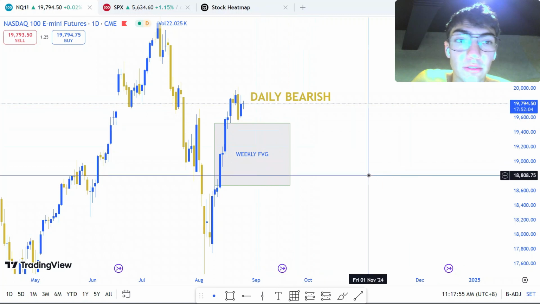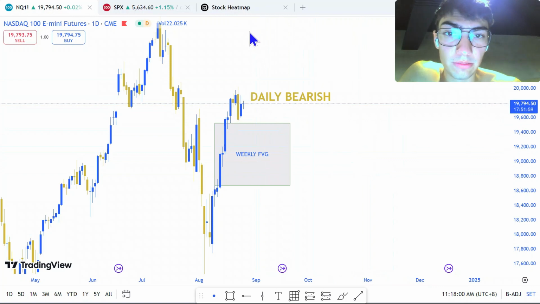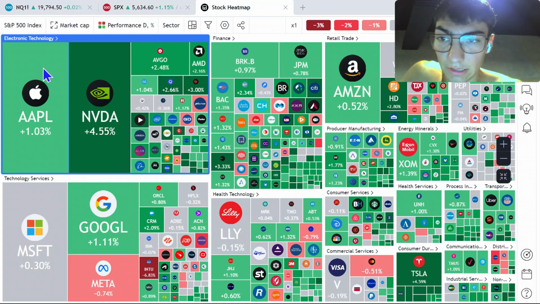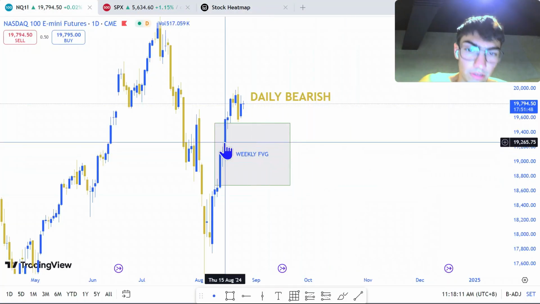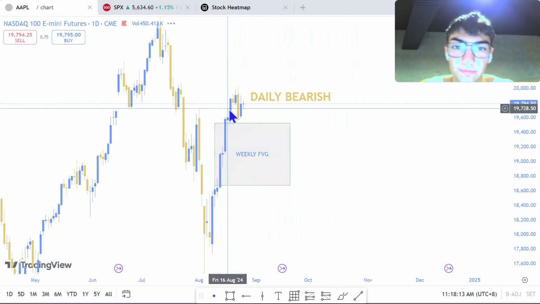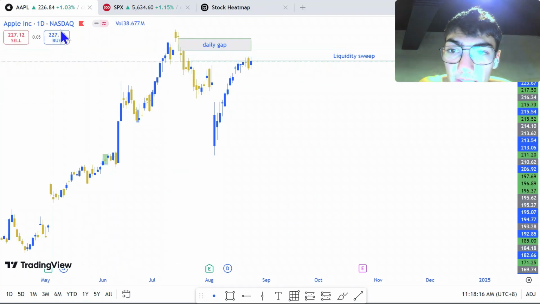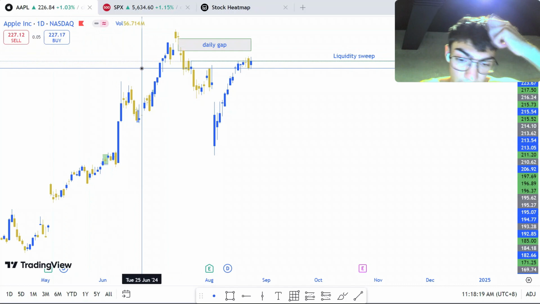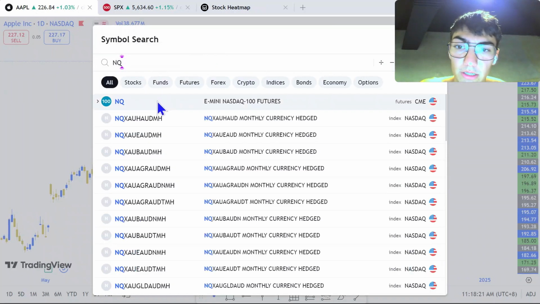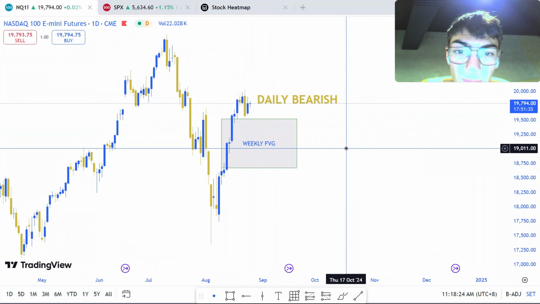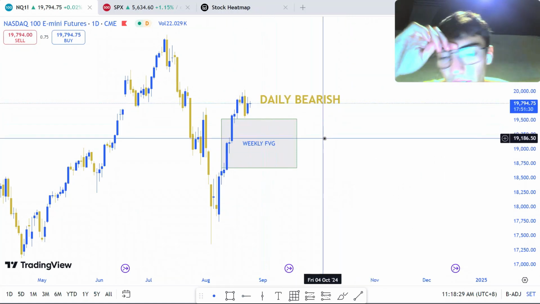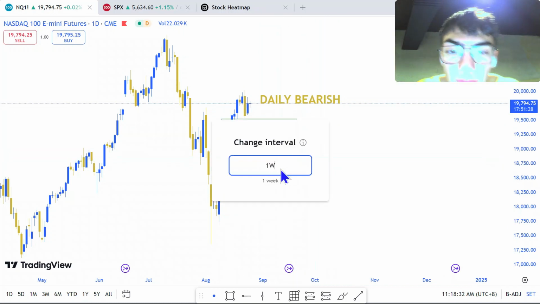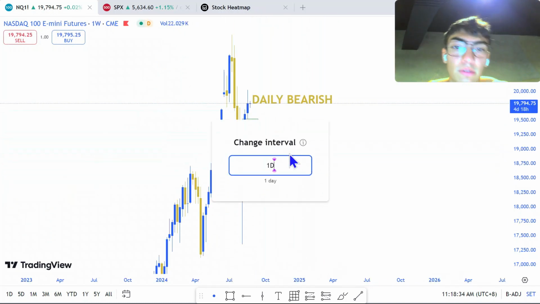So Nasdaq, this is the home market. Any stock you type in says Nasdaq, electronics, all this. Like if I type in Apple right here, it says Nasdaq because it's in that sector, in that index. So let's go back. As you can see, the daily is bearish, so therefore I will be looking short.